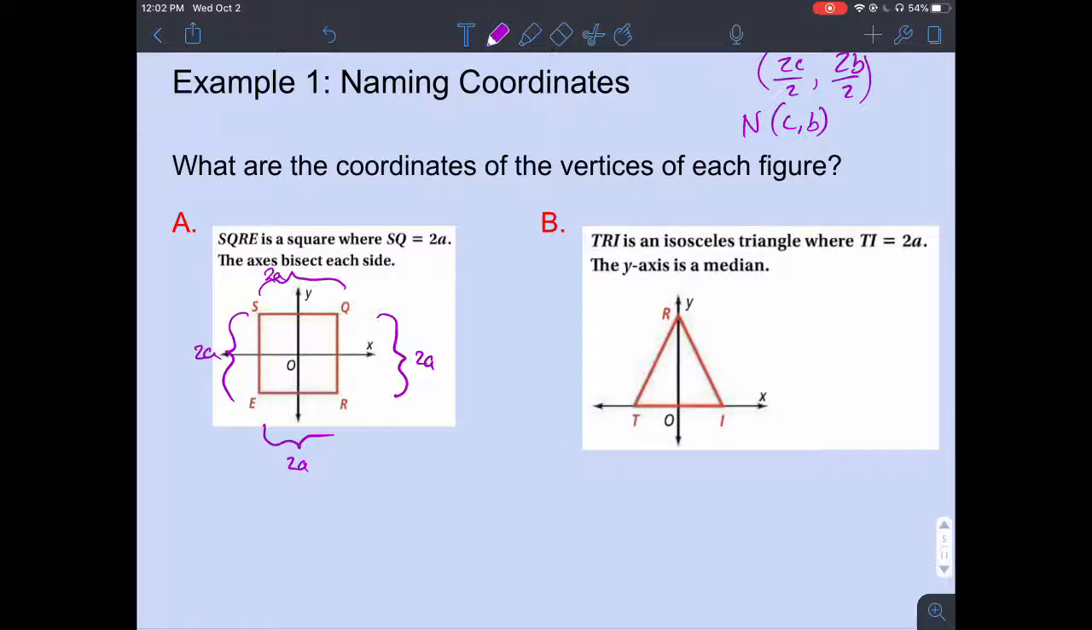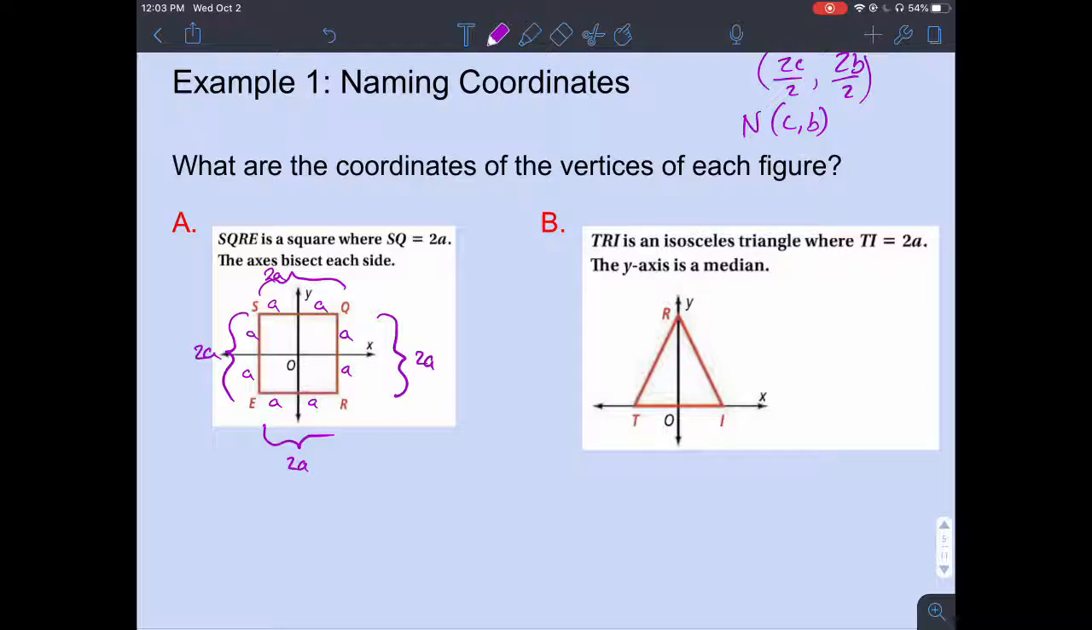So that means if it bisects it, the distance from the y-axis to Q would be a length of A. And the distance from here would be A, from the y-axis to S. So from the y-axis to R, it would be the length of A. From the y-axis to E would be the length of A. And right here, from the x-axis to Q, it would be A. So we're cutting each of these in half. And from the x-axis to R would be A. From the x-axis to E would be A as well. And from the x-axis to S, it would also be A. So those are the distances we have.